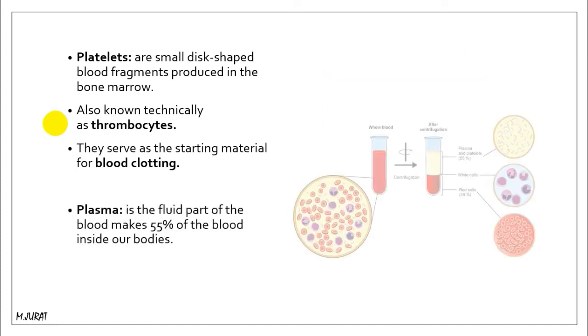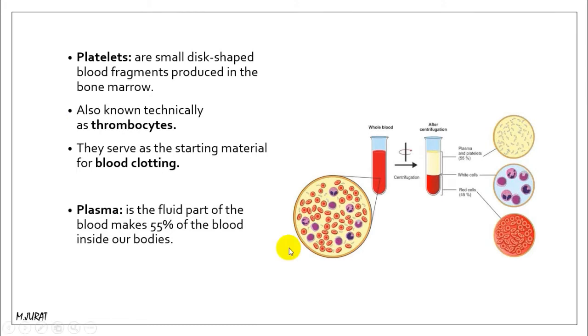The next structure is the plasma, or the fluid part of the blood. As you can see, it's the fluid part of the blood that carries red blood cells, white blood cells, and platelets inside of it, and it makes 55% of our blood.